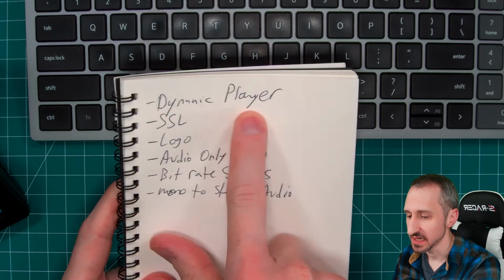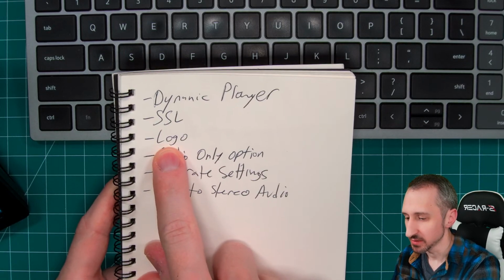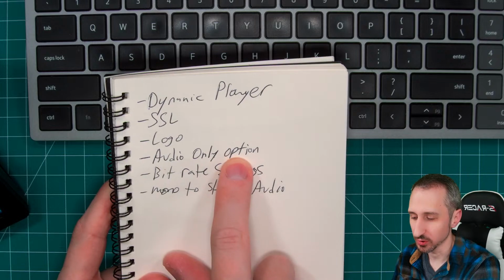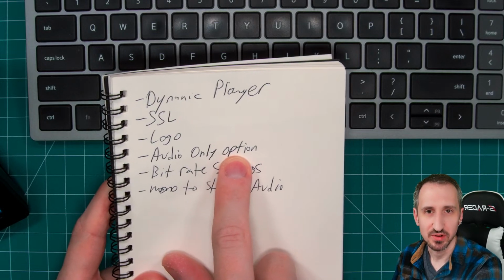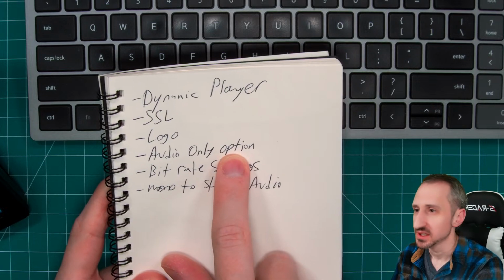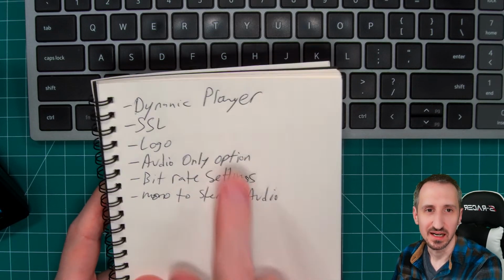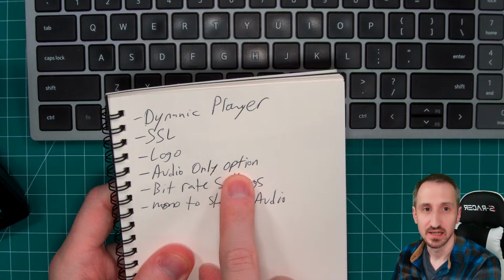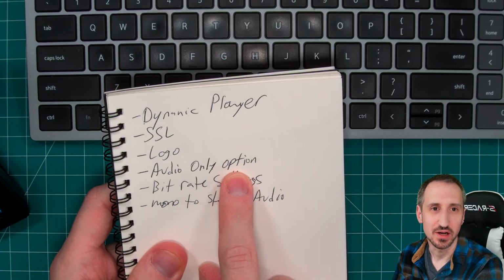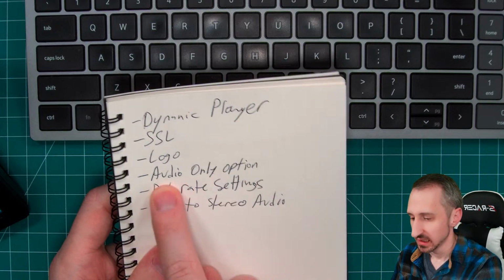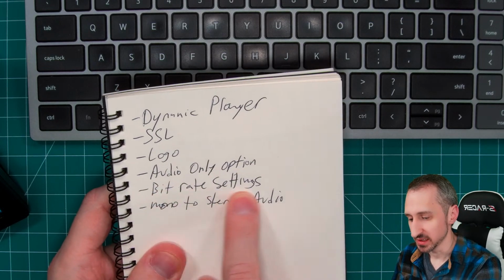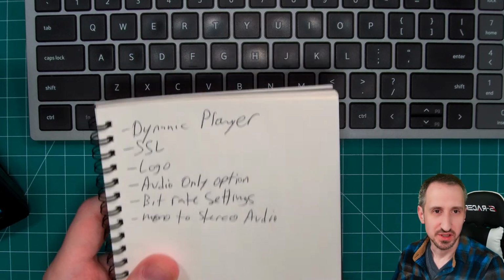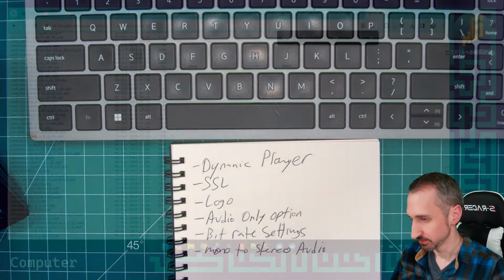But we're going to have a dynamic player. We're going to integrate SSL. We're going to put in a mechanism to be able to put in a logo. I want to put in some mechanism for audio only, so if we want to disable the video entirely, I want to make that a switch. So if we just want to embed a video or just a logo on the video, we could do that when we send it. But if we didn't want to, we could just mute the video portion of it and just have the audio play. That may or may not be an option. Then some bitrate settings, and then mono to stereo audio, just because I know there are some mono feeds in play for this.